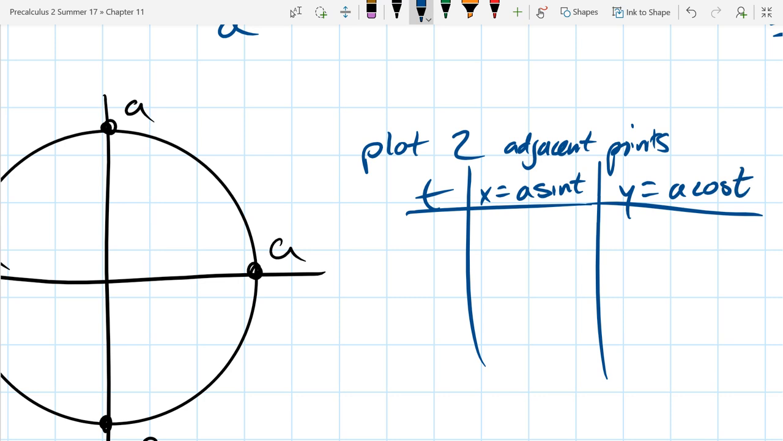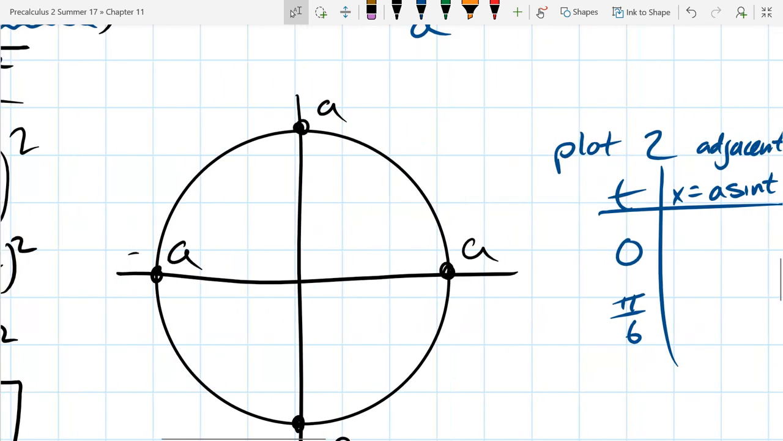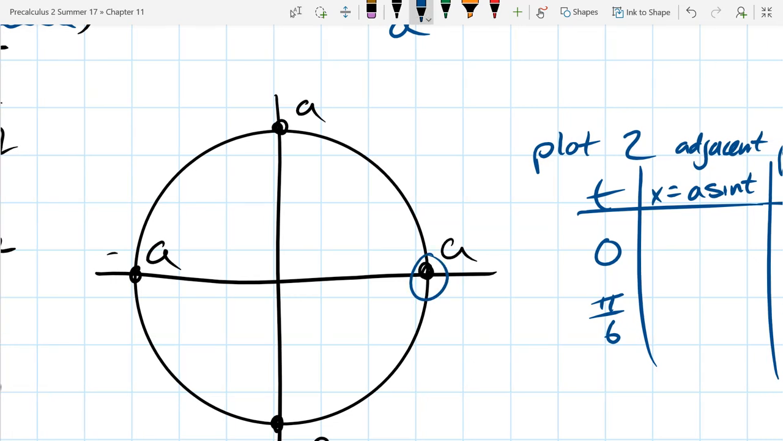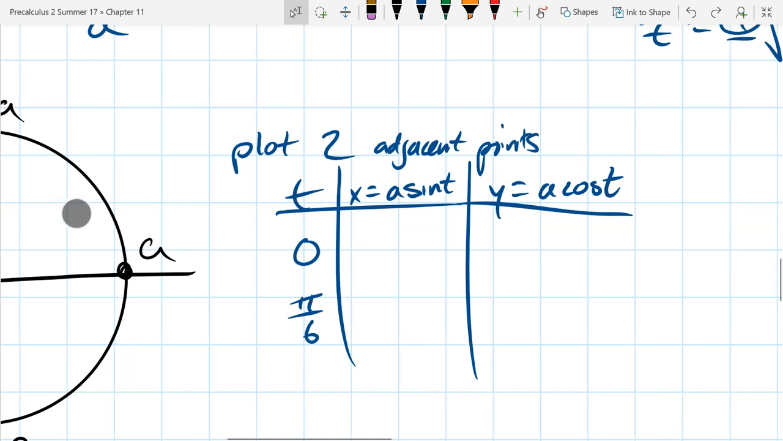Now I can pick any t values I want. I'm going to pick the easiest ones because I've already thought enough on this section, so I'm going to go 0, pi over 6. If you want to get fancy, you can do pi over 6 and pi over 2. You can do pi over 3. You want to make sure they're close though. You don't want to choose 0 and pi. Those would give you points on opposite sides of the circle, which gives you no information on the orientation.